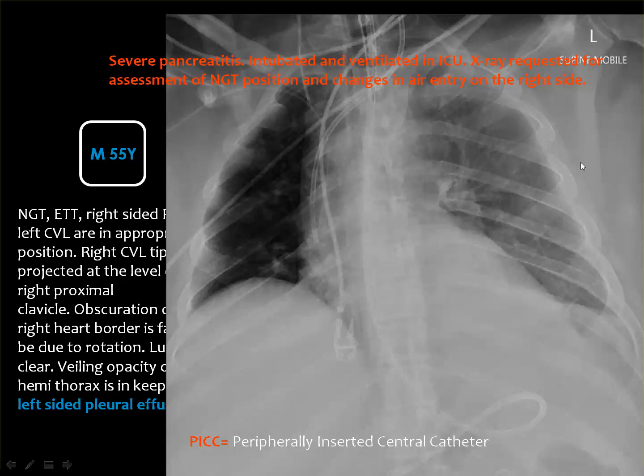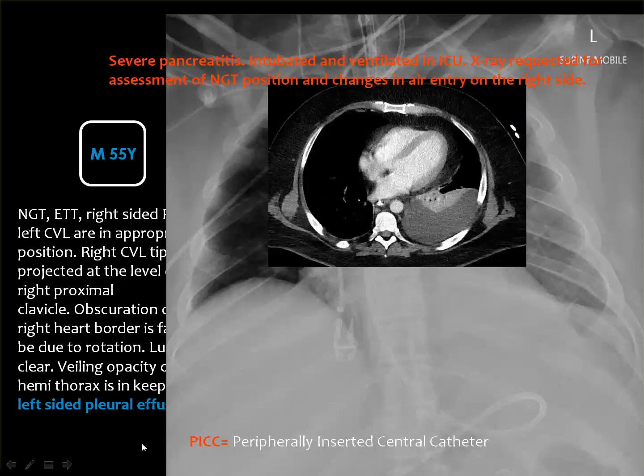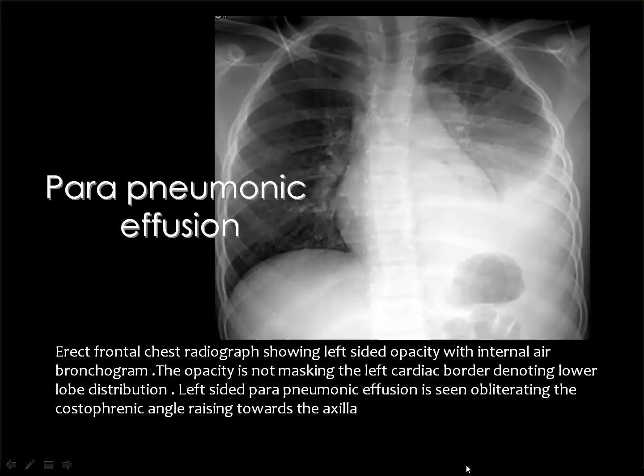Then, if you look at the nasogastric tube, the tube is in its usual site, and you can see some veiling opacity in the left lung base, which was due to a pleural effusion that was confirmed by CT scan, and you see the effusion with underlying compression consolidation.